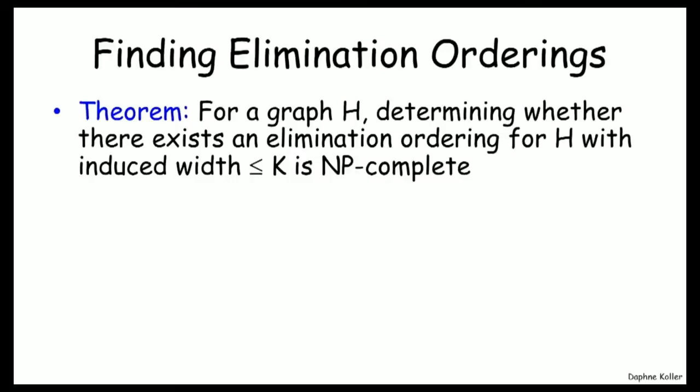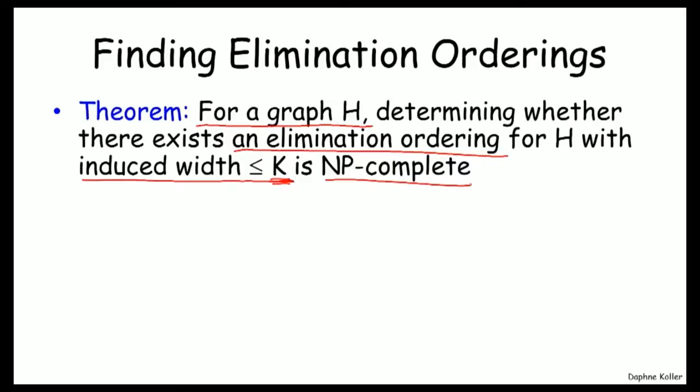How good of an elimination ordering can we construct? So here is yet another example of the fact that any interesting problem is NP-hard. So the following problem is NP-hard also. For graph H, determining whether there exists any elimination ordering alpha for which the induced width is less than or equal to some fixed value k, that problem is NP-complete. So you might say to yourself, well, that's not surprising. I mean, probabilistic inference is NP-complete, so obviously finding a really good elimination ordering is going to be NP-complete.